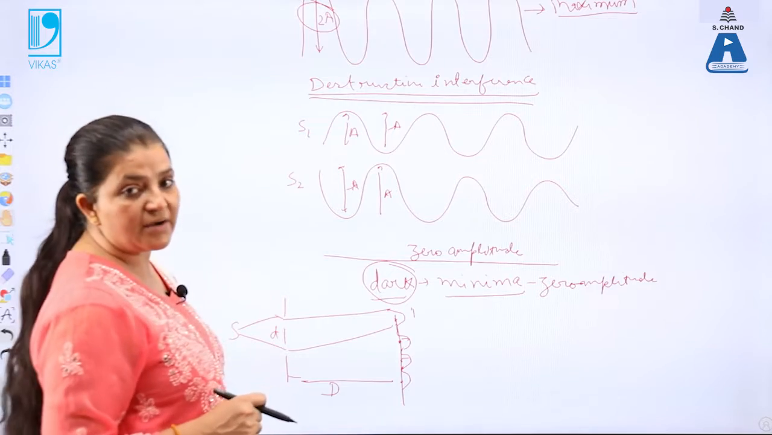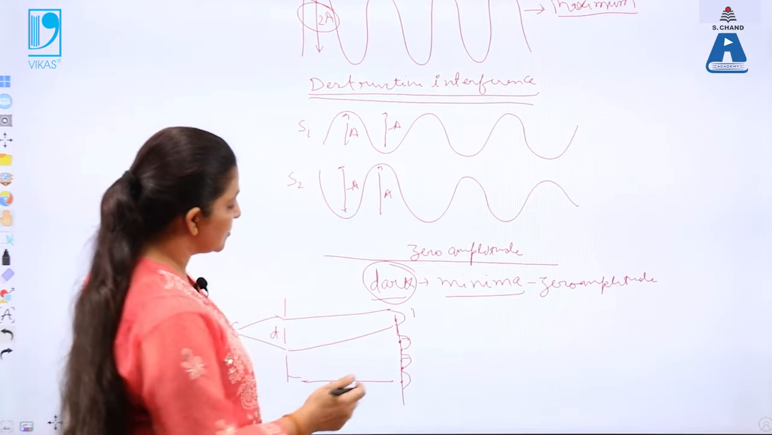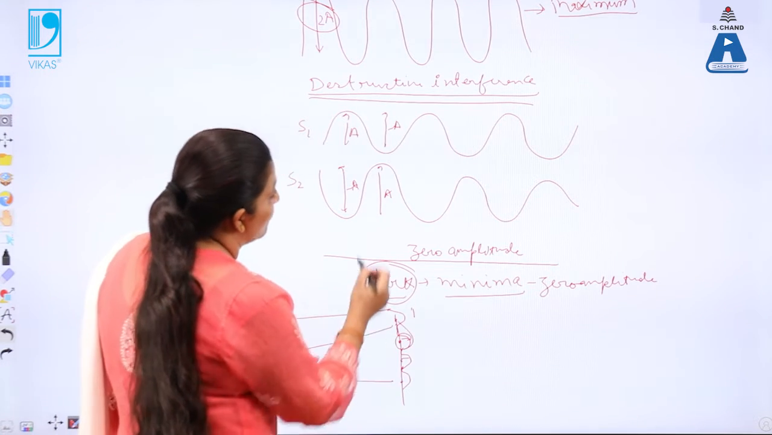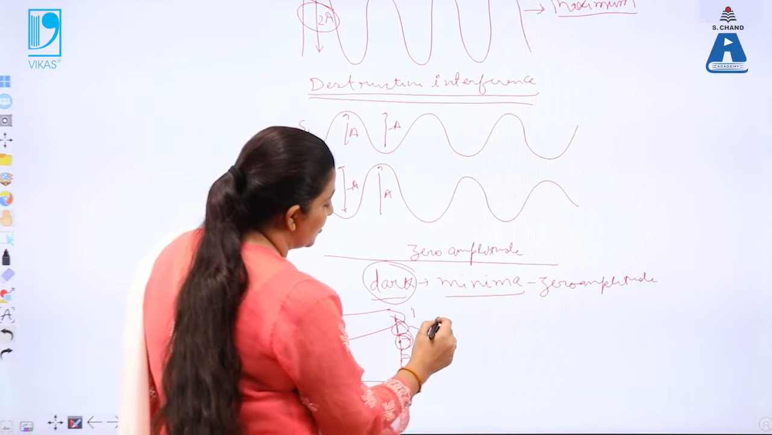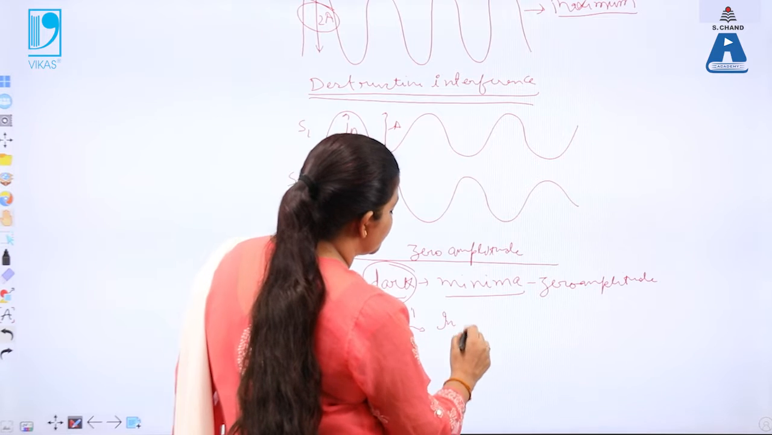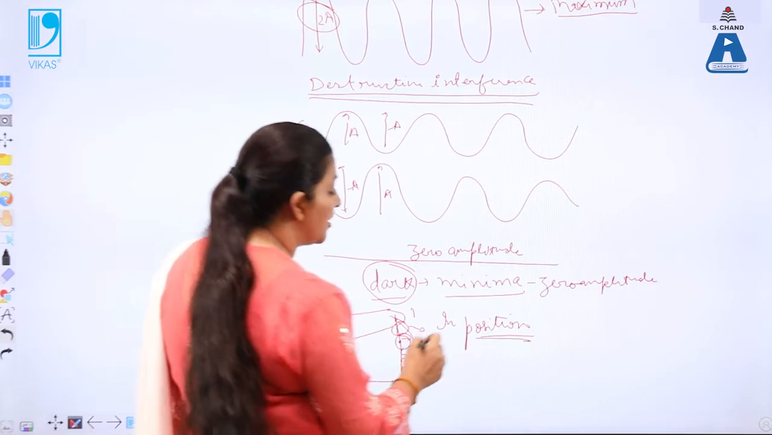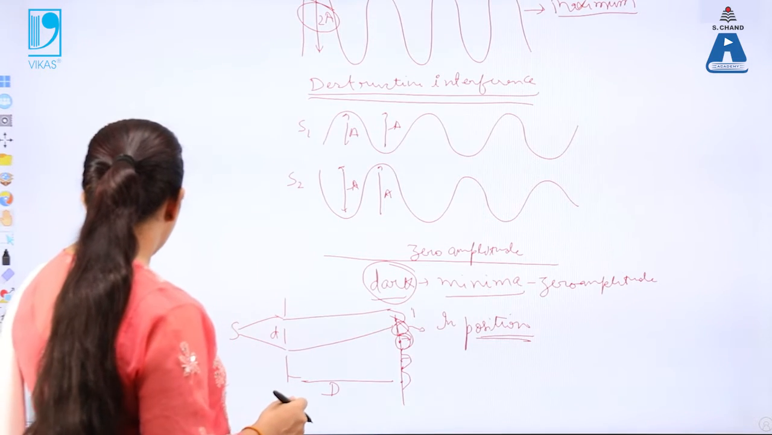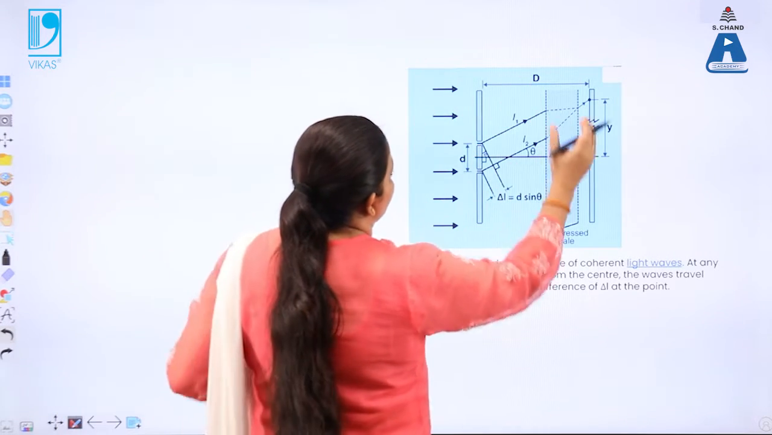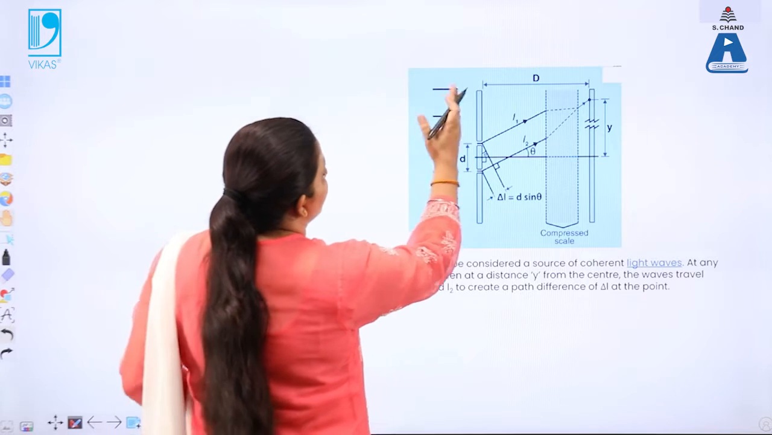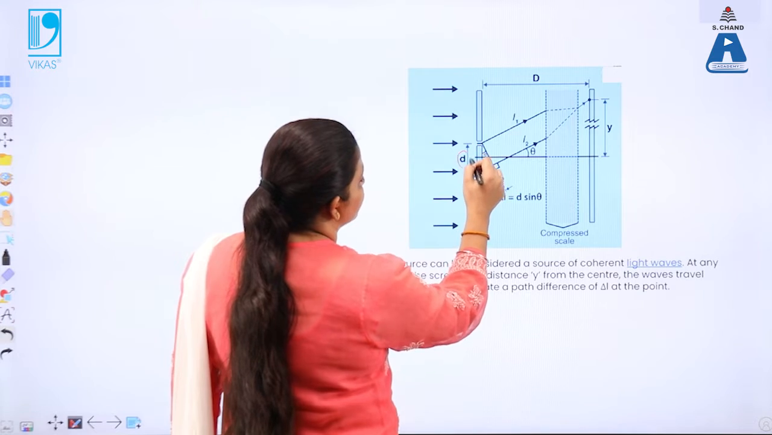Now we want to calculate the positions of these maxima and minima. How can we calculate this? If the central maxima is formed by one constructive interference, then again a minima is formed over here. In order to calculate the positions of maxima and minima, where the maxima is formed and where the minima is formed, firstly, this is Young's double slit experiment. The light is coming from here, and these are the two slits which are separated by distance d.